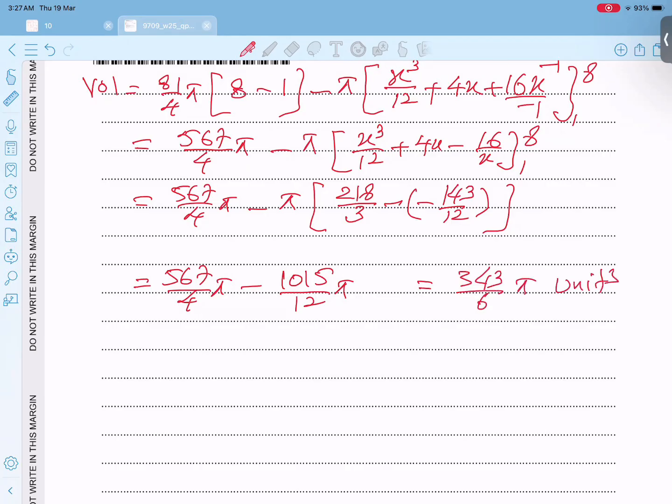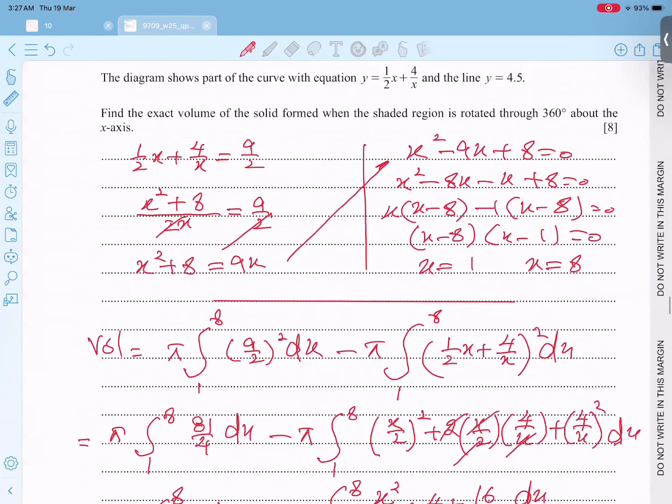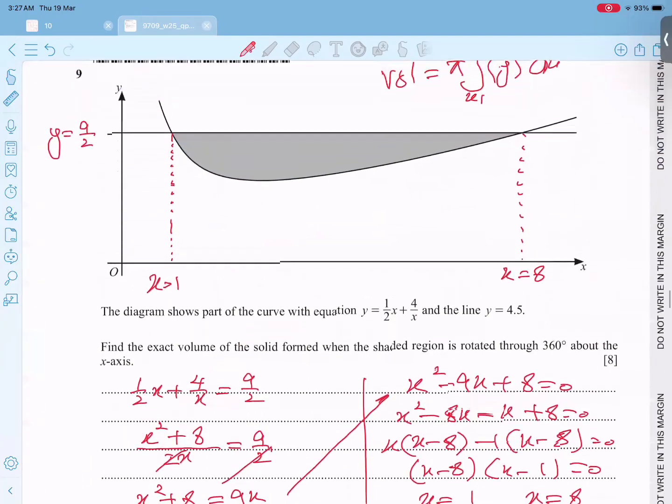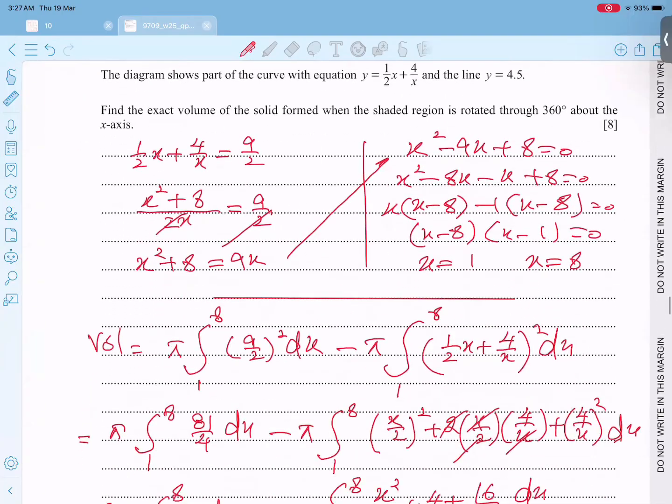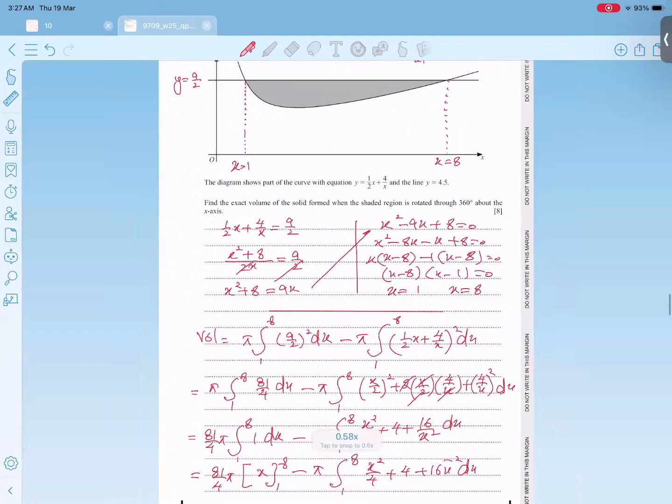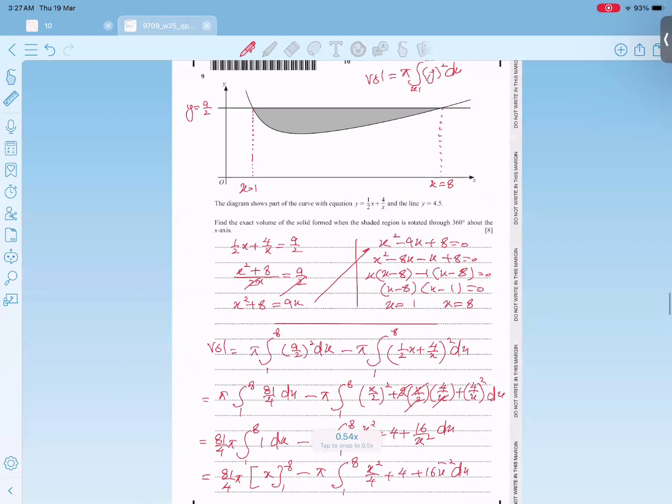So I hope the concept of the question is very clear, and the main part was how to find the point of intersection and the formula. So I hope the concept of the question is completely clear.